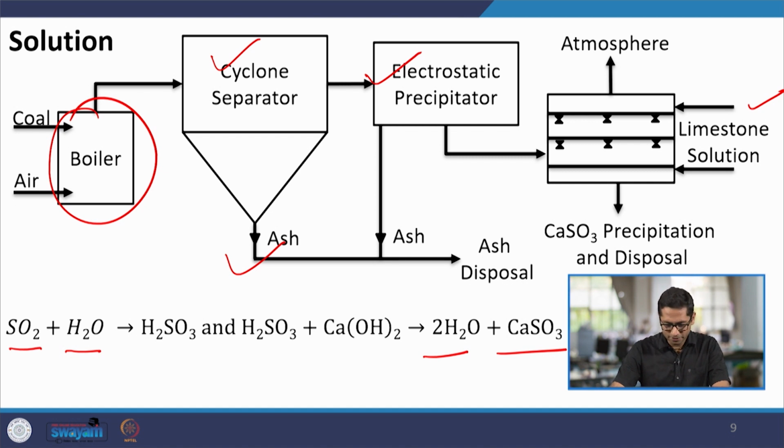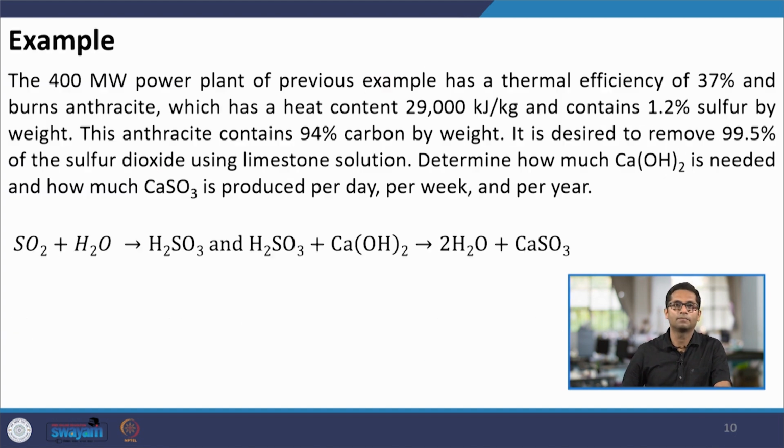So, let us try to understand the application of this kind of process with the help of an example. Let us consider the power plant that we considered in the previous class. The power plant had a nominal capacity of around 400 megawatt of production, and the thermal efficiency taken was around 37%. It was burning anthracite, which is a high-grade coal, and the calorific value is quite good at 29,000 kilojoules per kg.